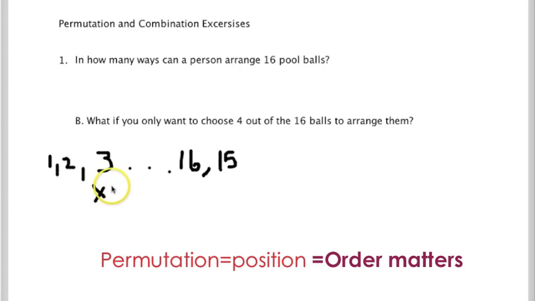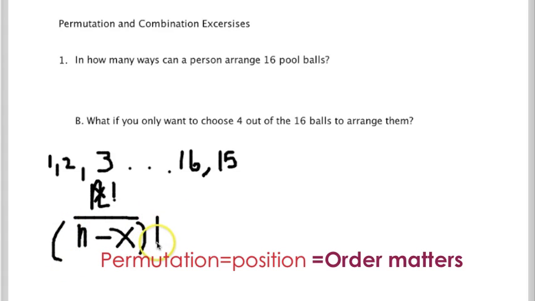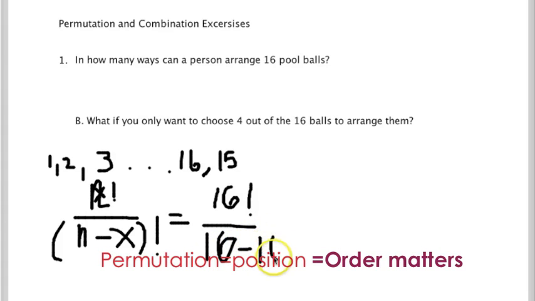So the formula we have to use for this one is n factorial over n minus x factorial, right? And n being the total number of balls, x being the number of balls we want to order. So in this case, n is 16, so it's 16 factorial over 16 minus 16 factorial, right? Because in this case, we're choosing all 16 balls to order.